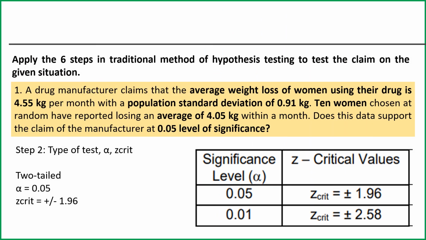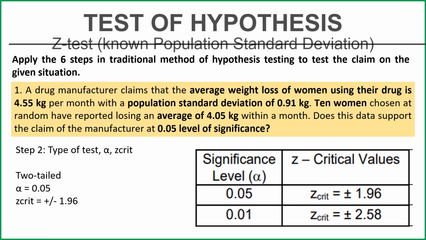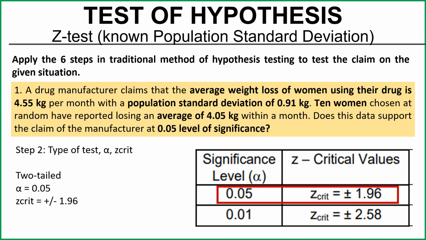For our step 2, we just identify the type of test, the alpha or the significance level, and the Z critical value. Bakit Z critical value kaya ilalagay natin, hindi T critical value? Because the given is population standard deviation, and population standard deviation has symbol of sigma. And when sigma is known, therefore, we will use z-test. And when we will find z-test, of course, we will use the Z critical value.